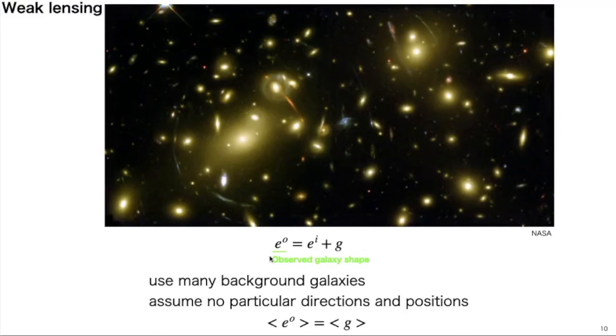The assumption is like this: in the universe there is no particular direction or position. It means that if we take the ensemble average of this one, then since there are no particular directions and positions, this value becomes 0. So the ensemble average of the observed galaxy shapes becomes the gravitational lensing effect. This is the basics of weak lensing.